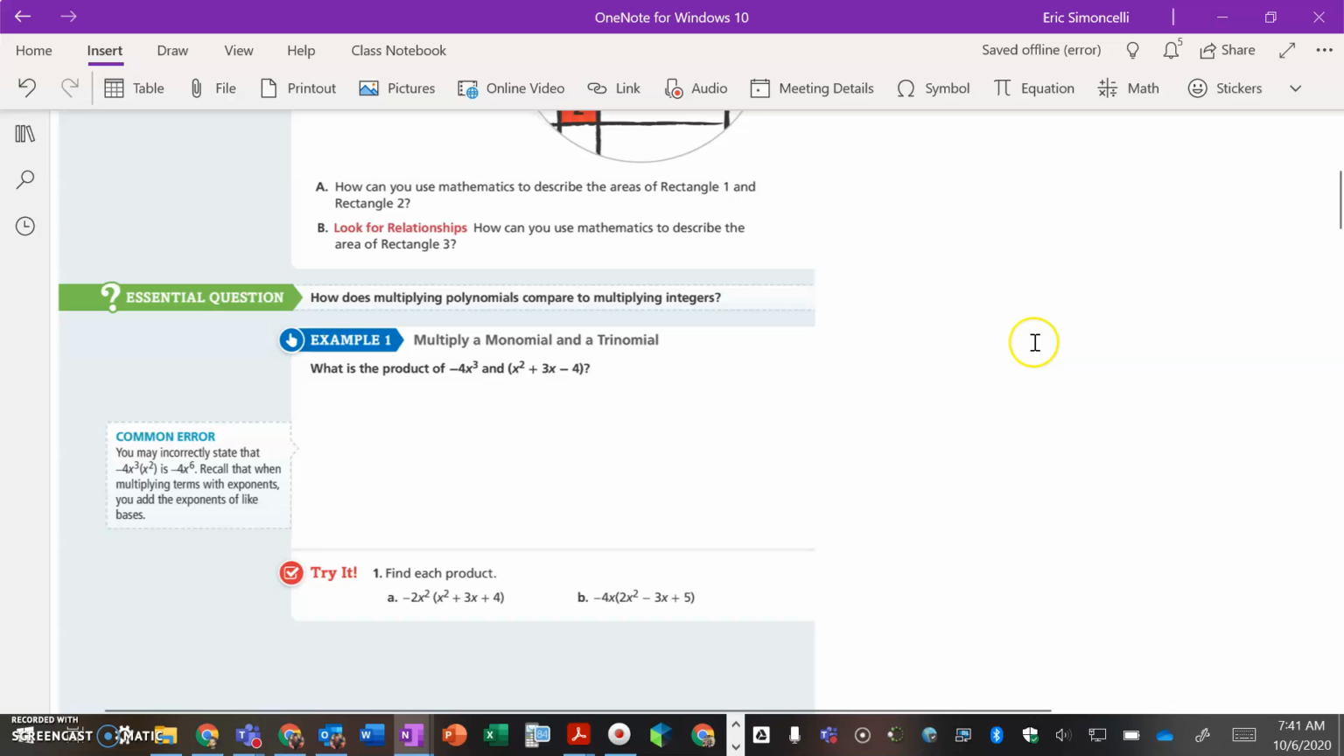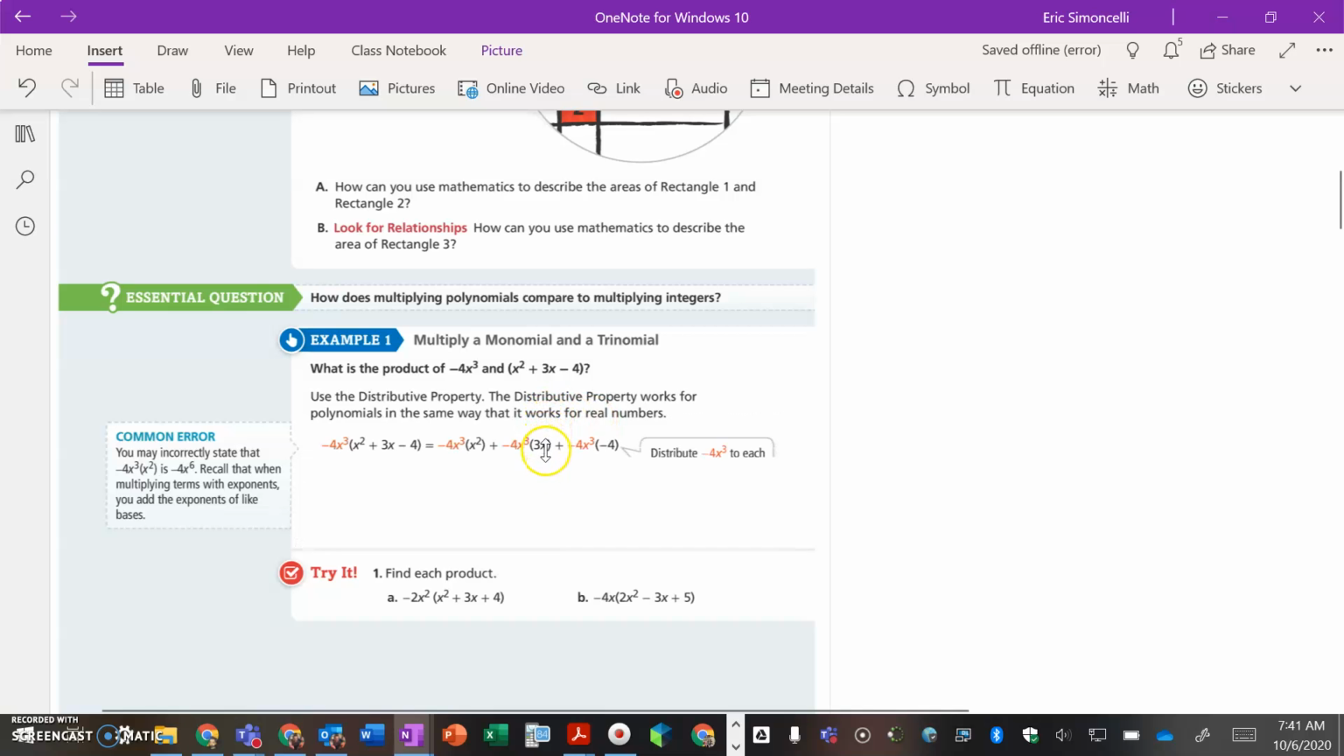Example 1. Multiply a monomial and a trinomial. What is the product of negative 4x to the third, or negative 4x cubed, which is a monomial, and x squared plus 3x minus 4, which is a trinomial? In multiplying these two together, you are going to have to distribute. So using the distributive property works for polynomials in the same way that it works for real numbers. So let's take a look.